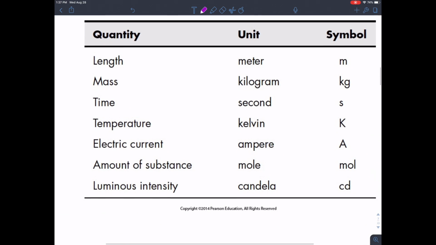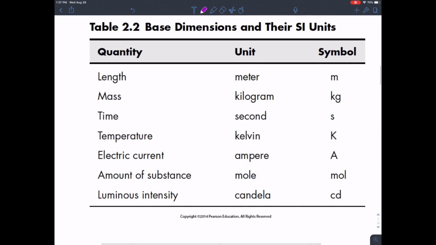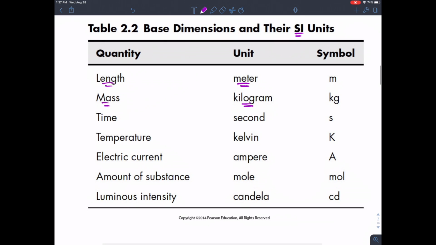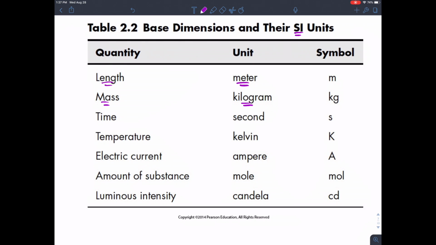Next, we don't have to keep this general. We can now insert a particular system of units. In this case, we're looking at SI units, and you should memorize this: for length, the standard unit is the meter. For mass, the standard unit is the kilogram, and so forth for these base dimensions.